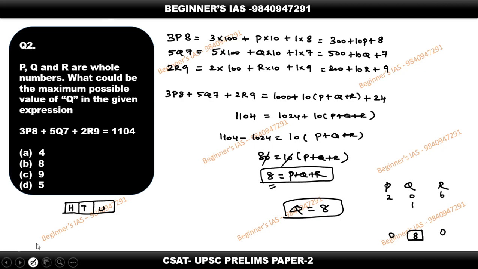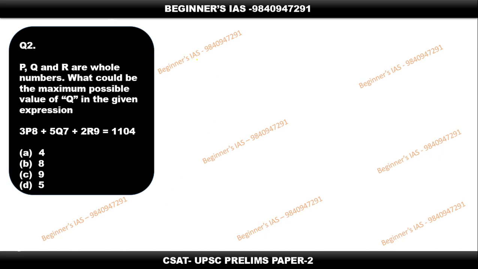Actually, we do have one more method to solve this question. I will teach you that method. This is the procedural way to solve this kind of problem. I'm going to teach you with method 2. This method 2 is a very simple method, but you have to be very careful. 3P8, 5Q7, 2R9. Just add this. While adding this, check here. It is how much? 24.